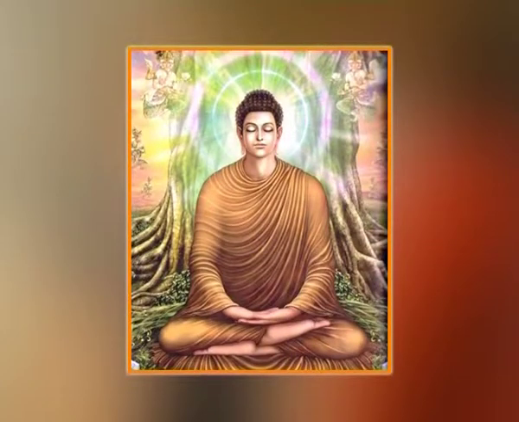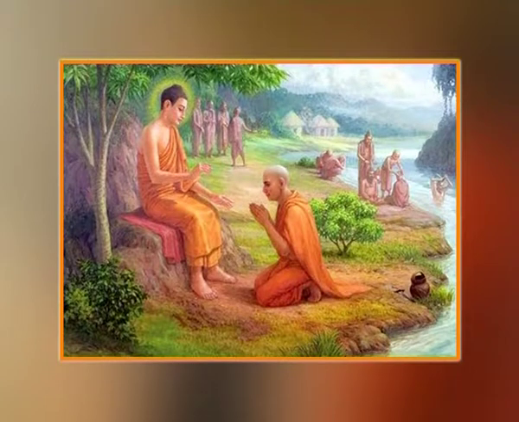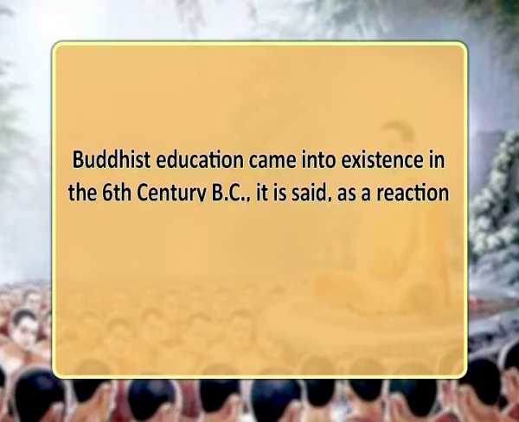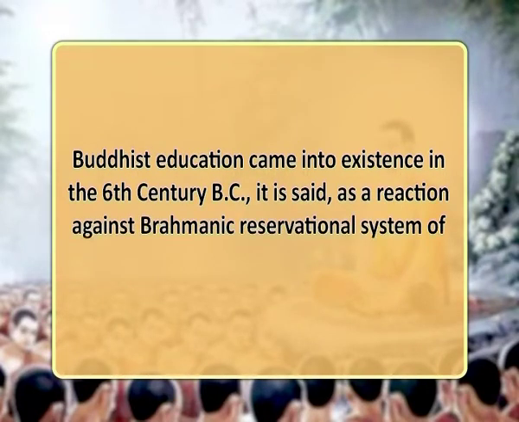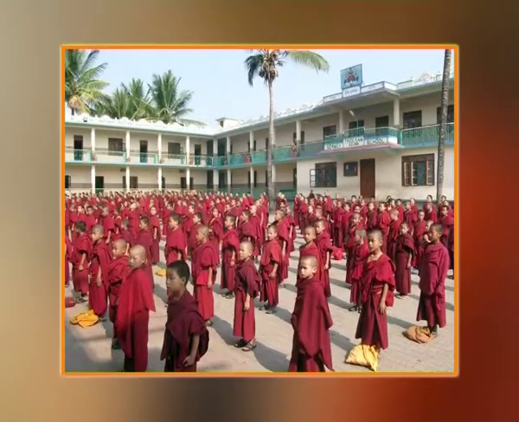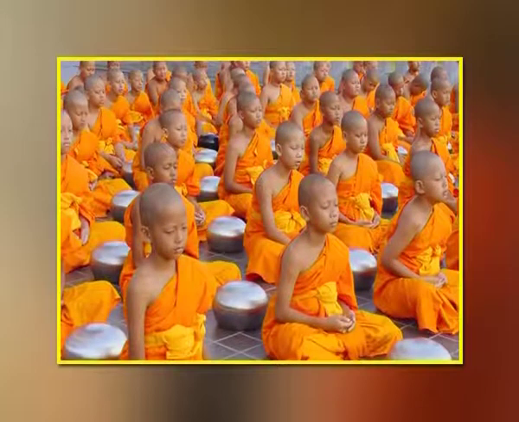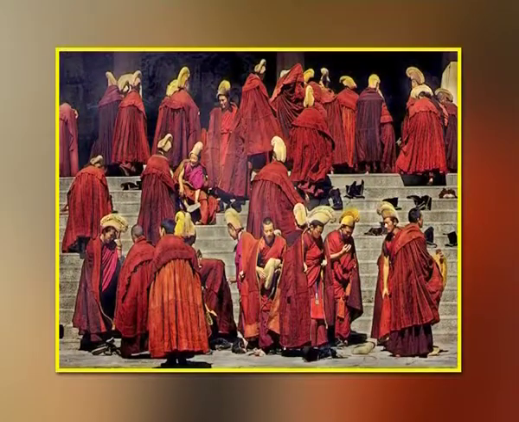Lord Buddha imparted a practicable form to life, which resulted in the emergence of a practicable religion and a practical educational system. Buddhist education came into existence in the 6th century BC as a reaction against the Brahmanic reservational system of education. Buddhists began to establish educational monasteries in competition to the Vedic system of education. Initially, these Buddhist monasteries provided education only to Buddhists, but gradually they came to impart education to all classes.